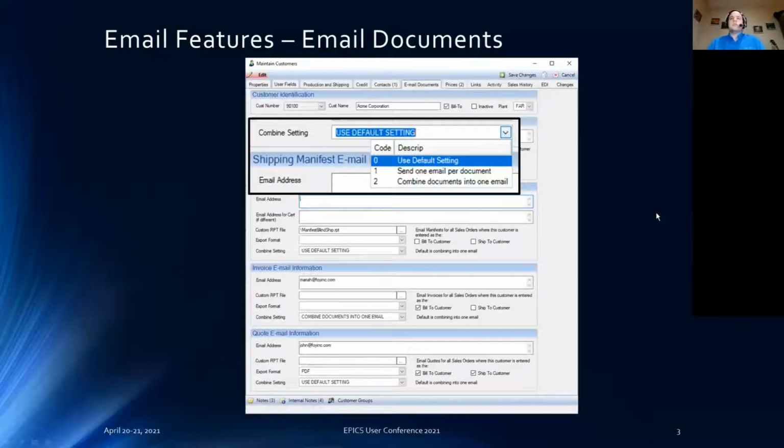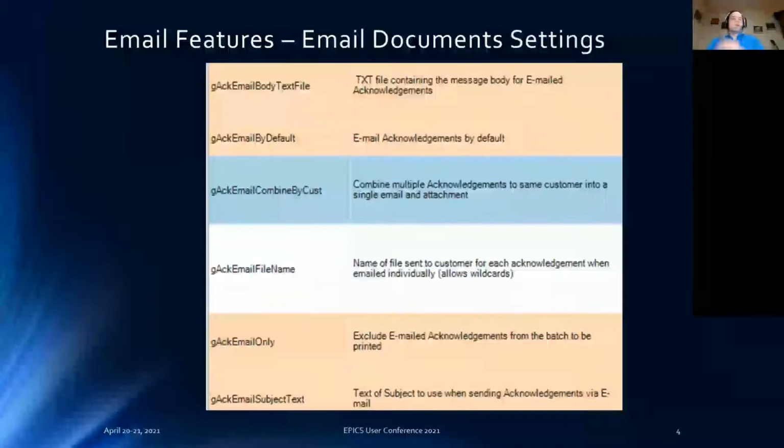There's also this use default setting that is based on a config setting. And here you can see there's a bunch of configuration settings associated with emailing documents. I'm not going to go into them in detail, but the important thing is these are different for each of the document types, which has its own settings. So you can see here we've got like GAC email body text file. There's a GManif email body text file, which is for manifests. And there's a G-invoice email body text file, and so on. And these will let you further customize what you want your emails to look like.